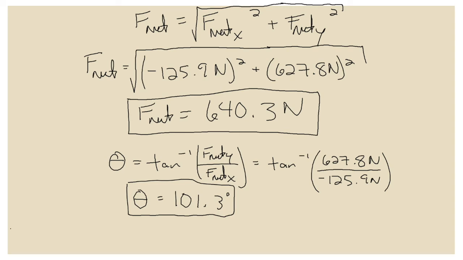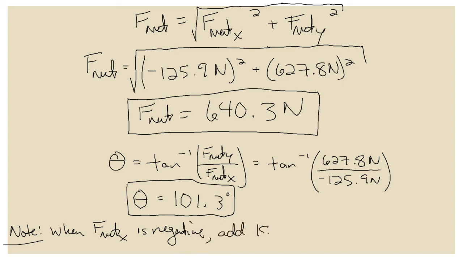And our little note here is going to say: when F net x is negative, add 180 degrees to your angle. And I'll write, to your calculated angle.